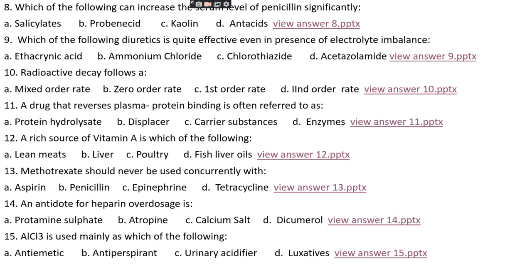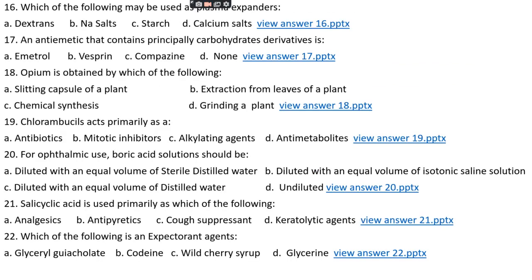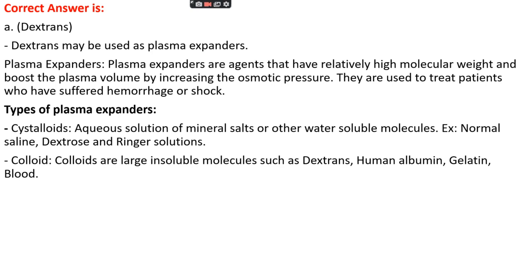Okay. Question number 16. Which of the following may be used as a plasma expander? Option A, dextran. Option B, sodium salt. Option C, starch. Option D, calcium salt. The right answer is option A, that is dextran. Okay. Dextrans may be used as a plasma expander.